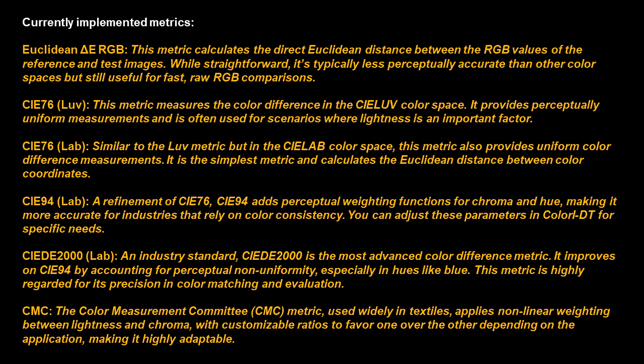Then we have CIE76 in the Lab color space. Basically, this metric is very similar to the previous one, but it works in the CIELAB color space and provides uniform color difference measurements. It's the simplest metric and calculates the Euclidean distance between color coordinates.